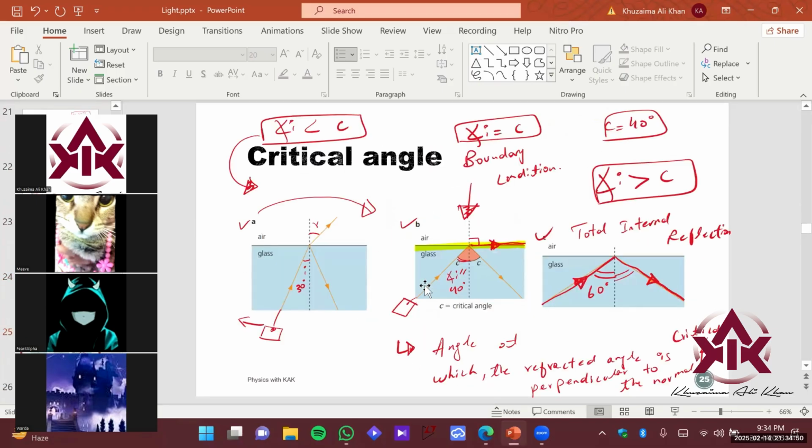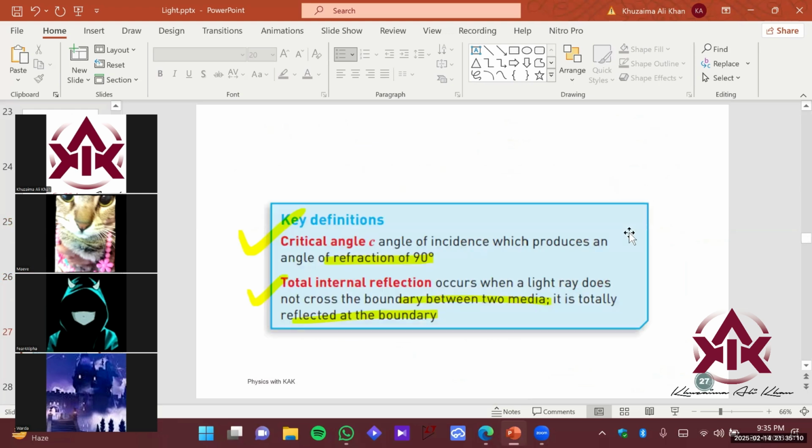Then we talked about critical angle, right? The critical angle is the angle of incidence at which the refracted ray is at an angle of 90 degrees, right? That is the critical angle. And if you exceed that particular critical angle, the ray is reflected inside the block. It does not go out. So that is called total internal reflection, right? This is what was the last class discussion, right?